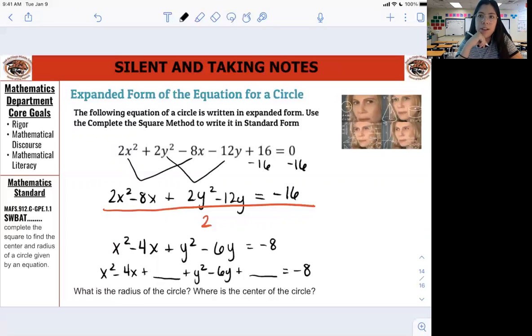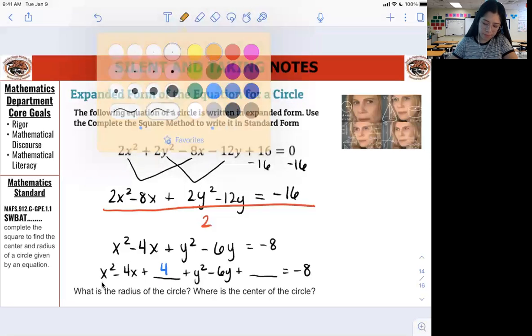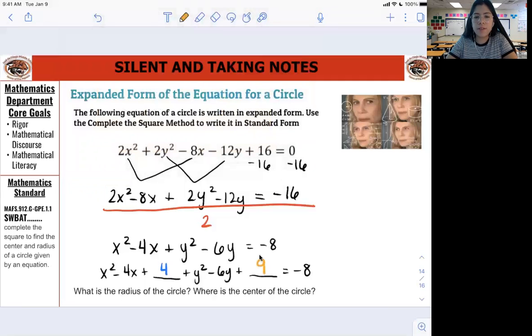Think about it to yourself for 30 seconds and let me know what's going to go into each of those blanks. So what's going to go into my blanks over here? Good. 4 and 9. A couple people sent it to me in the chat. Does anyone have questions on how we got 4 or how we got 9?